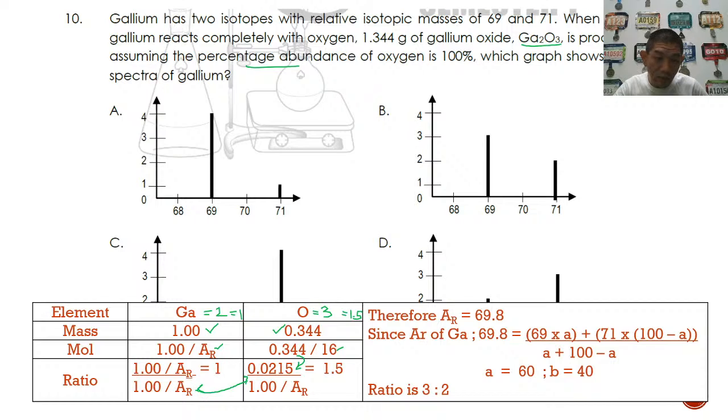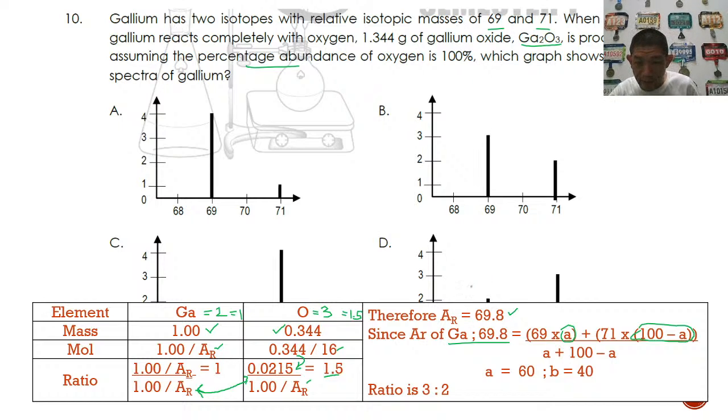That is how we can eventually learn how to calculate atomic mass. By applying this formula, 0.0215 divided by 1.0 over Ar, which equals 1.5. Eventually, after the calculations, you see that the relative atomic mass of gallium is 69.8. Since the relative atomic mass of gallium is 69.8, one abundance must be A, and another one must be 100 minus A. It's already mentioned that gallium has two isotopes, 69 and 71.